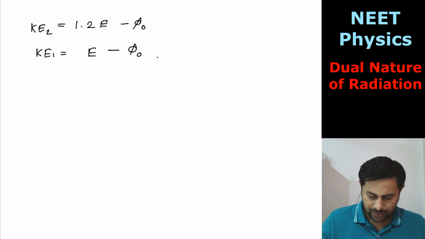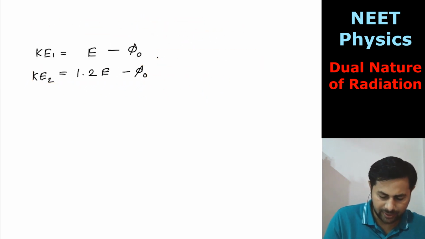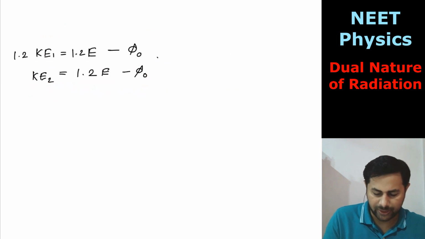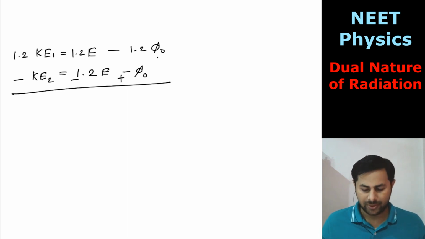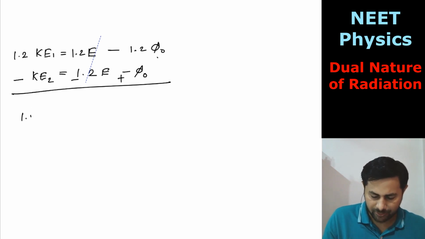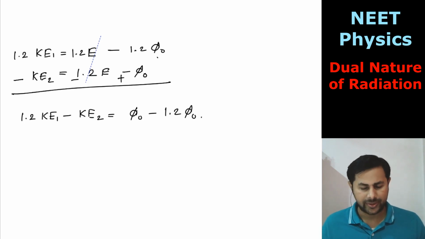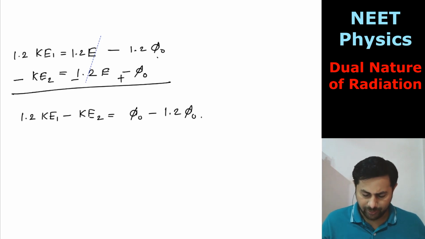So we'll write this equation like this, and then I will multiply this whole equation with 1.2, 1.2 and 1.2. Then I will subtract this one, so this will become positive, right? Therefore this thing gets cancelled out, 1.2E and 1.2E. 1.2 times Ke1 minus Ke2 is equal to phi naught minus 1.2 times phi naught. You have this equation, then put the values.